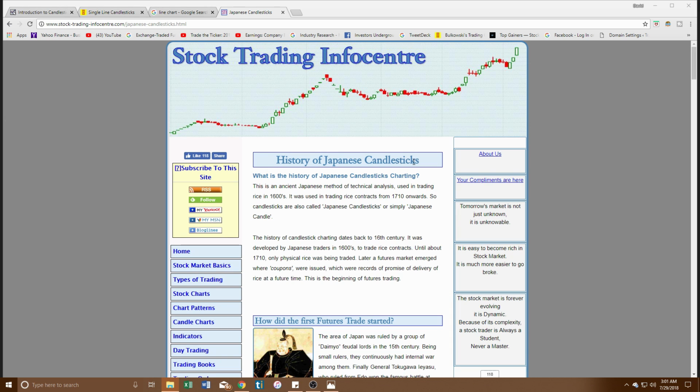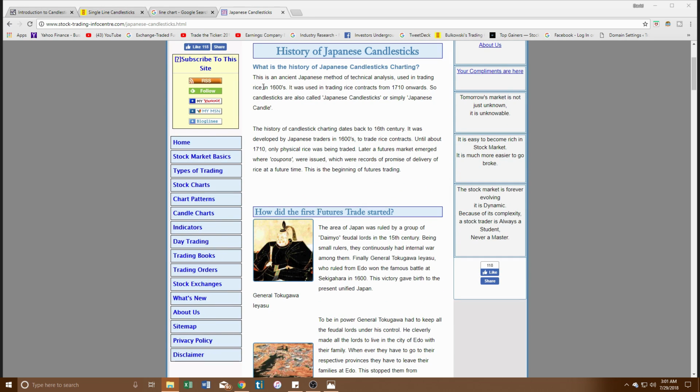So, the history of Japanese candlesticks. What is the history of Japanese candlestick charting? This is an ancient Japanese method of technical analysis used in trading rice in the 1600s. It was used in trading rice contracts from 1710 onwards. Candlesticks are called Japanese candlesticks or simply Japanese candles. The history of candlestick charting dates back to the 16th century. It was developed by Japanese traders in the 1600s to trade rice contracts.